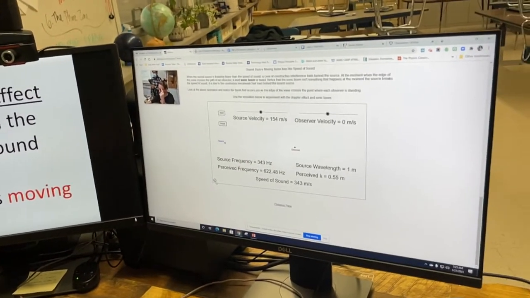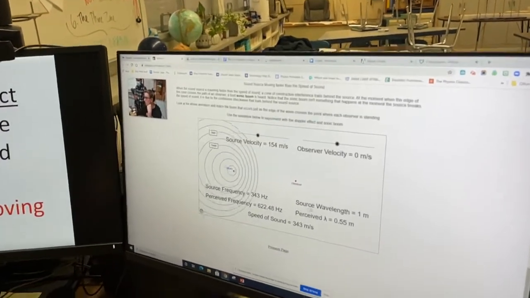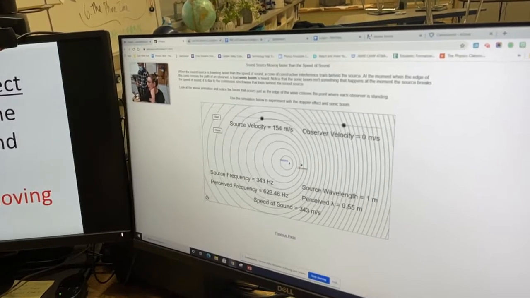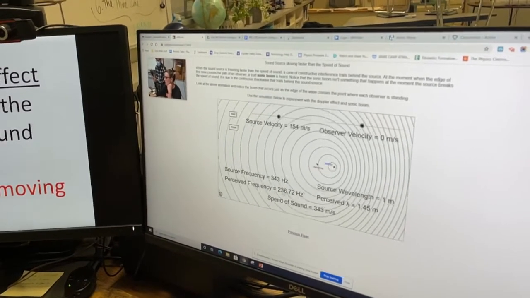And then what about the frequency? Hold on, it hasn't hit him yet. Oh, there, I guess that's it. Perceived frequency is this really high number, higher than what it's supposed to be, and then it goes low.